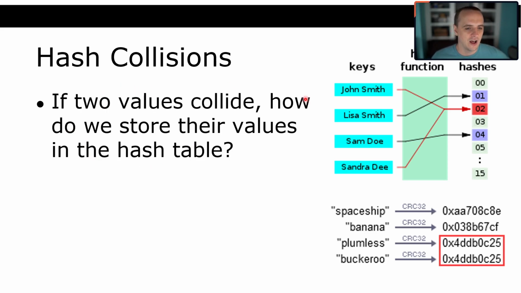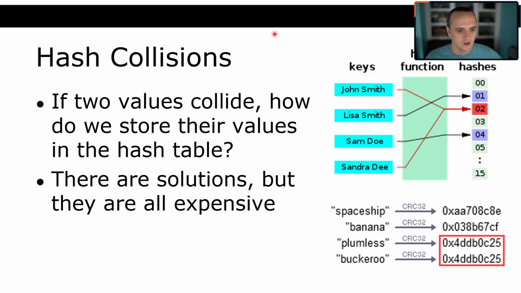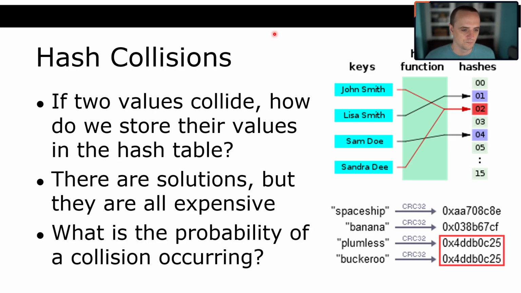So if two values collide, how do we store their values in the hash table? Well, it turns out that there are solutions, but they're all expensive, okay? Expensive meaning they're going to involve some calculations, and that's all you can do. Sometimes, if you don't have a perfect hash function, it's just going to be an expensive solution. But before we design a solution to something, we want to know how often that thing occurs, right? So let's look.